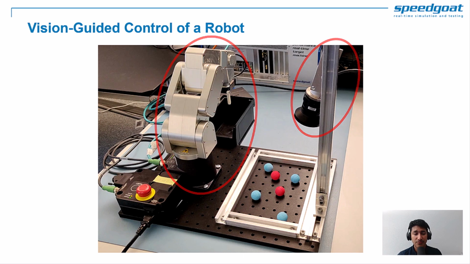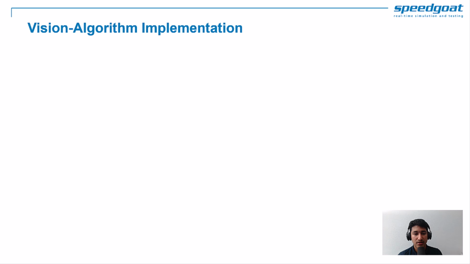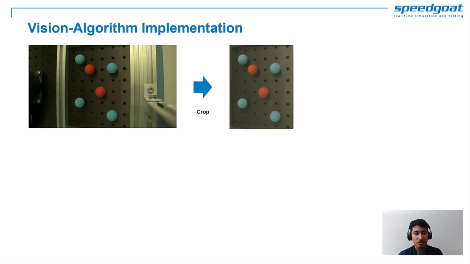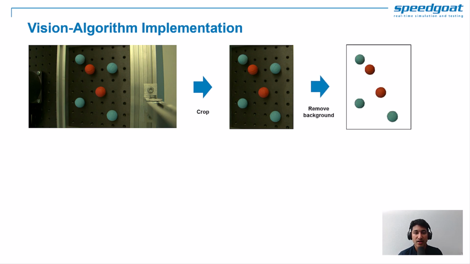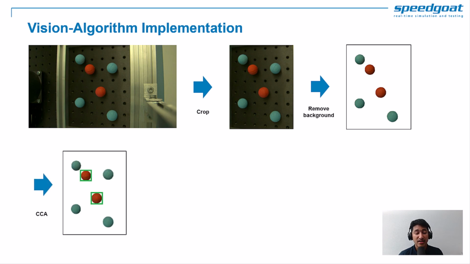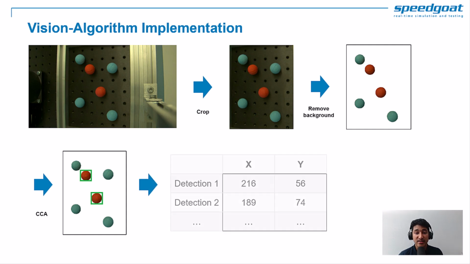Let's first see how the computer vision algorithm works on a very high level. The overhead camera image is cropped to the area of interest, and thresholding is done on an intensity image, which is used to remove the background. An algorithm for connected component analysis, or CCA for short, then calculates the bounding boxes and center coordinates for each object, and we filter them by primary color to detect the red balls. Finally, we transform the detections from pixel coordinates into the robot's reference frame and send them down the data stream.